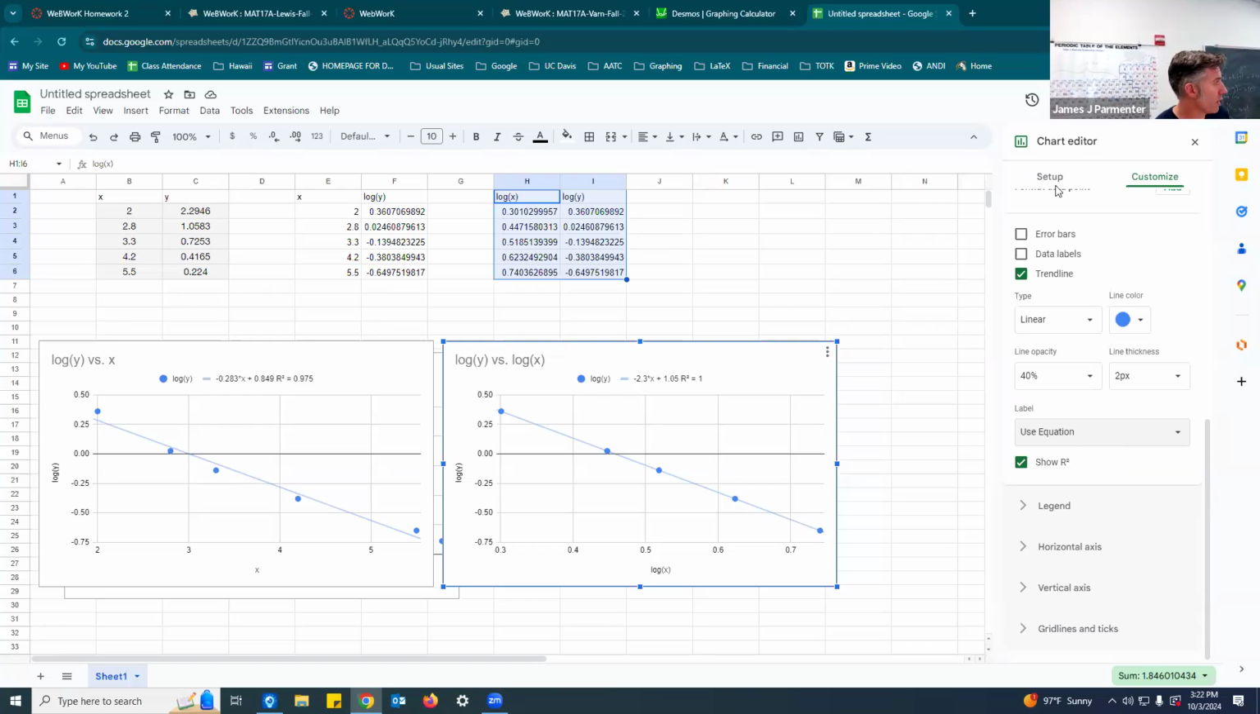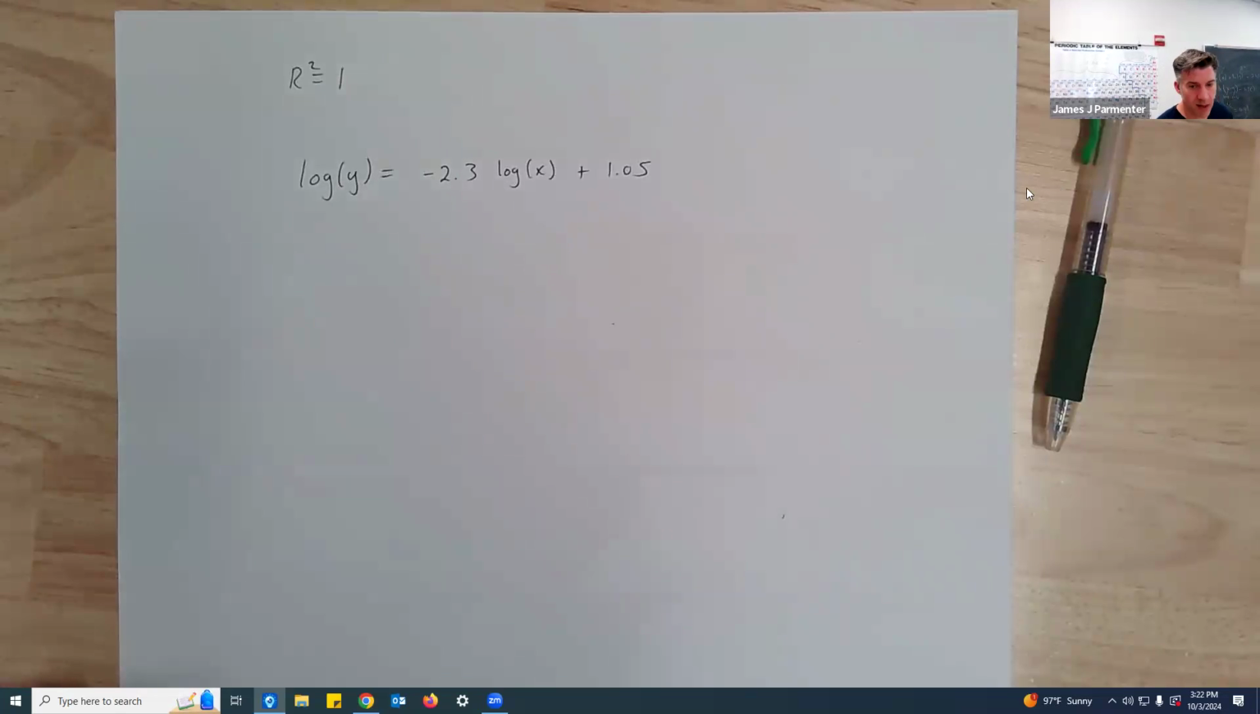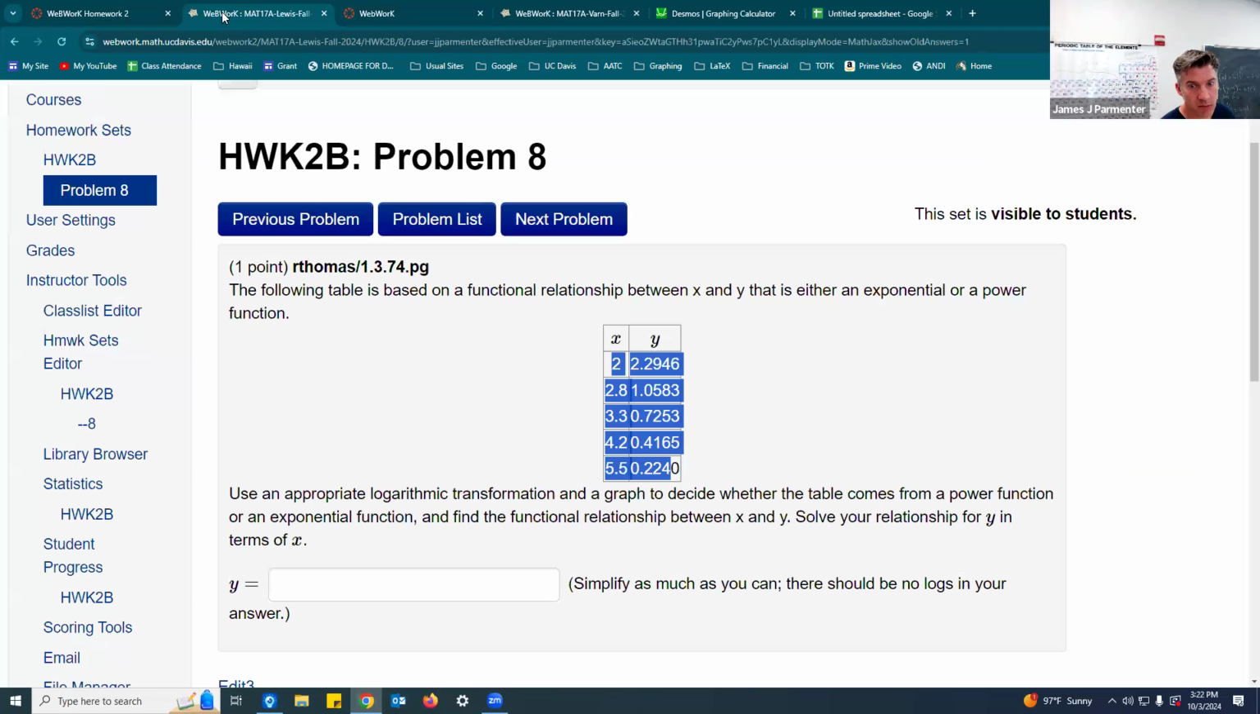That's what my equation is like. And then if we look back at the question, our job is to use an appropriate logarithmic transformation and a graph to decide whether the table comes from a power function or an exponential function and find the functional relationship between x and y. Solve the relationship for y in terms of x. Simplify as much as you can. There should be no logarithms in your answer.